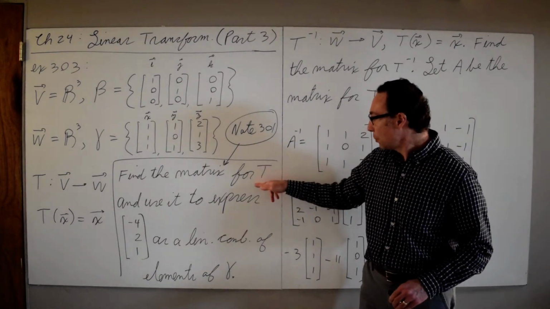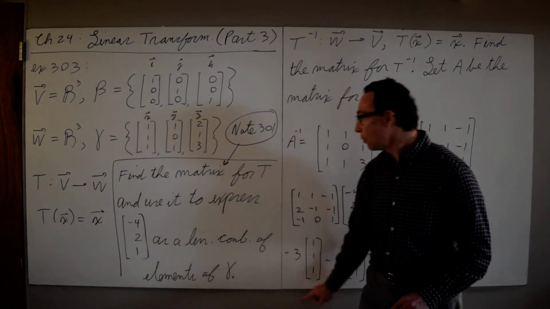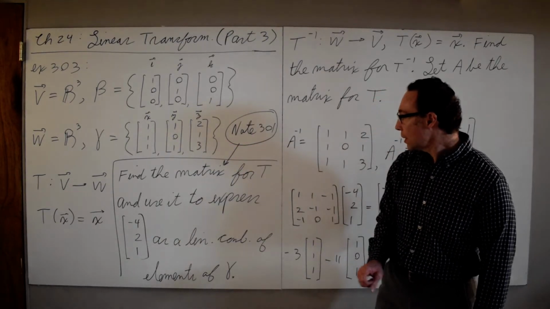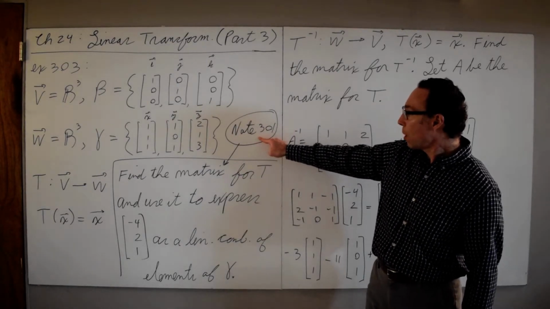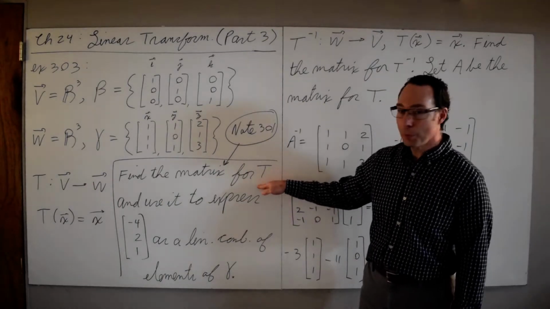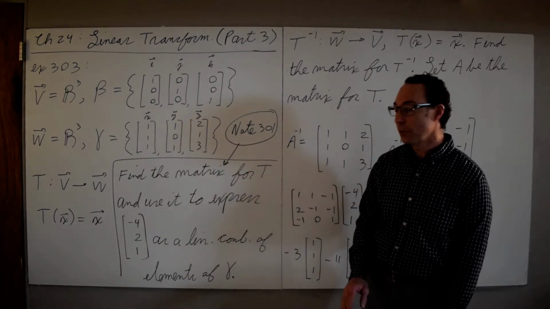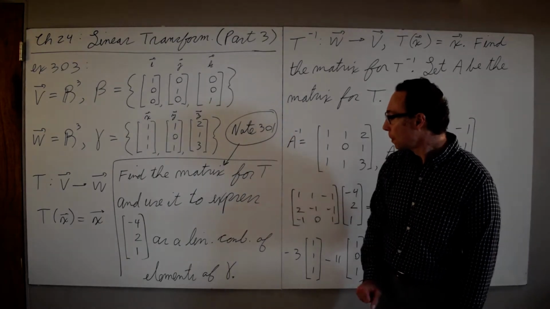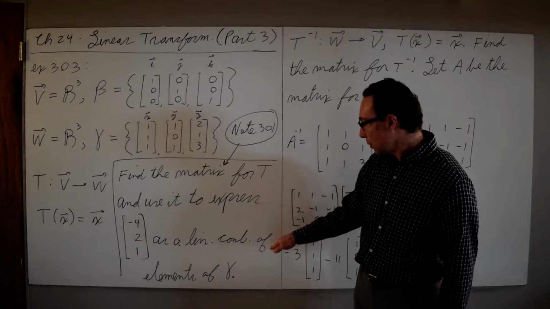Now we want to find the matrix for T and use it to express this vector as a linear combination of X, Y, and Z. Now when we say find the matrix for T, we mean in the sense of note 301, not theorem 299. So in other words, we're not looking for the matrix A such that multiplying on the left by A will give us this linear transformation, because that would just be the identity matrix. So we want to find the matrix for the linear transformation.